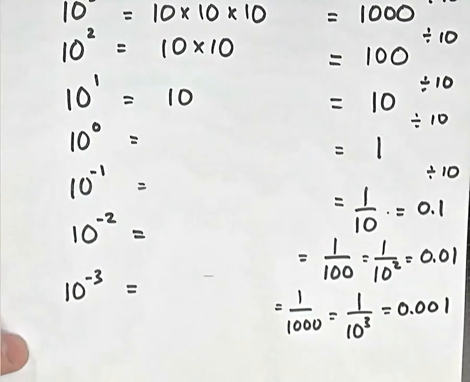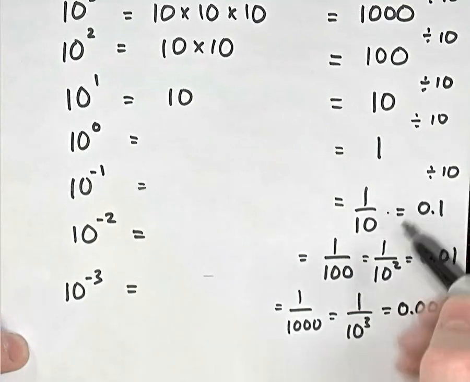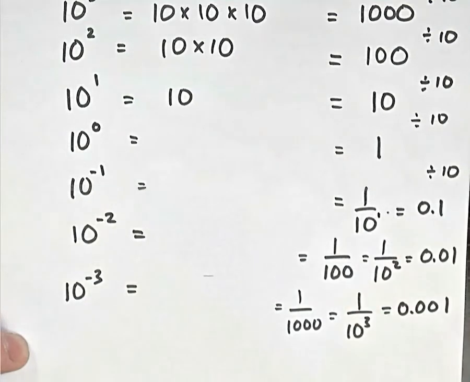So notice what happens when you have negative exponents. 10 to the negative 3 is the same as 1 over 10 to the positive 3. 10 to the negative 2 is the same as 1 over 10 to the positive 2. 10 to the negative 1 is the same as 1 over 10 to the power of 1. So a negative exponent seems to mean simply take the reciprocal of the power.